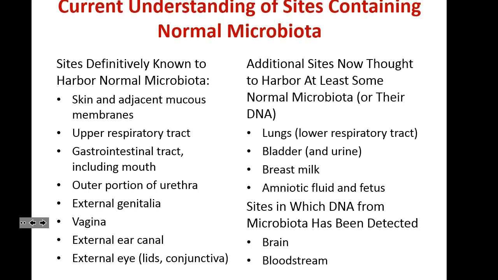Sites definitively known to harbor normal microbiota: skin and adjacent mucous membranes, upper respiratory tract, gastrointestinal tract including the mouth, the outer portion of the urethra, external genitalia, vagina, external ear canal, and external eye, that's the lids and the conjunctiva. Additional sites thought to harbor at least some normal microbiota or their DNA: lungs in the lower respiratory tract, bladder and urine, breast milk, and amniotic fluid in the fetus.